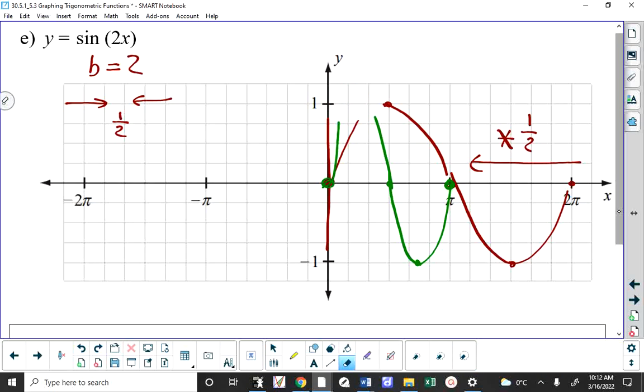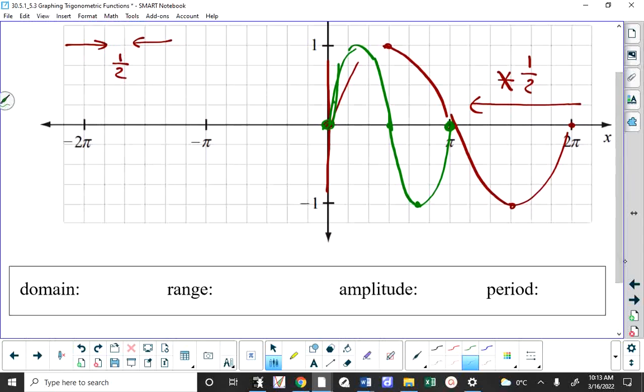Have to really be creative on fixing this. Up, down, down, up. If I take a look at the domain, again, this thing continues forever in both directions. The range is going to be -1 to 1 because it's still an a value of 1, right? We have not stretched things vertically. The amplitude will be 1.